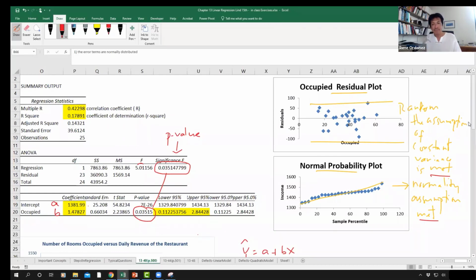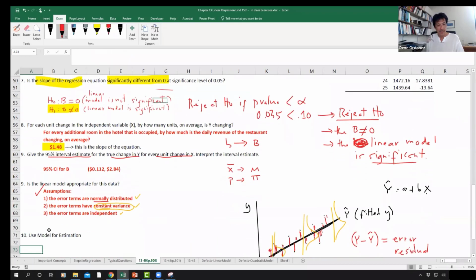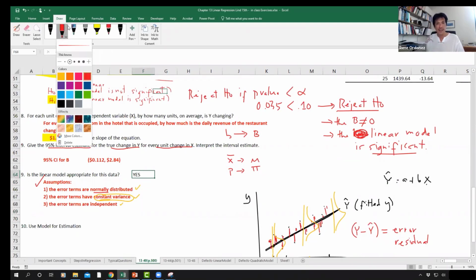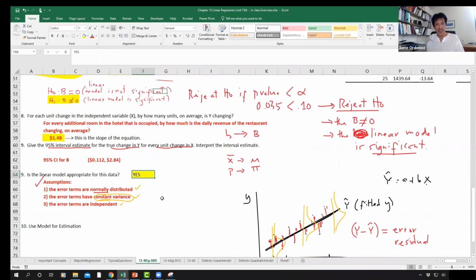Okay, now so let's go back to the answer here. The answer is yes. Why? Because the assumptions above are all met. Oh, I don't want to move that because we're talking about the above.